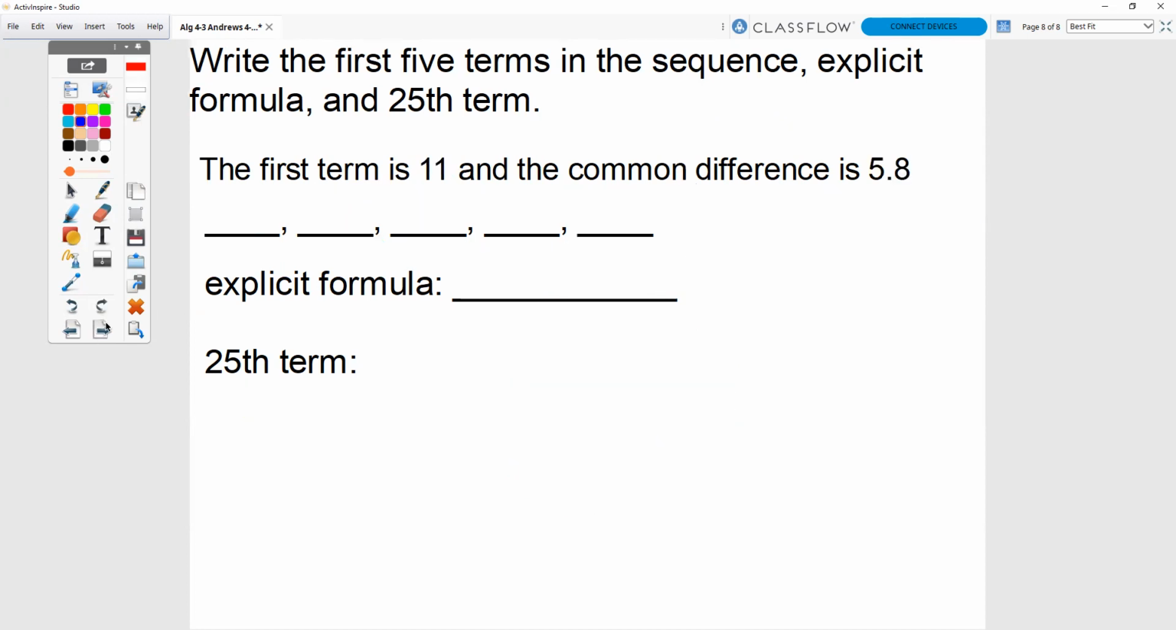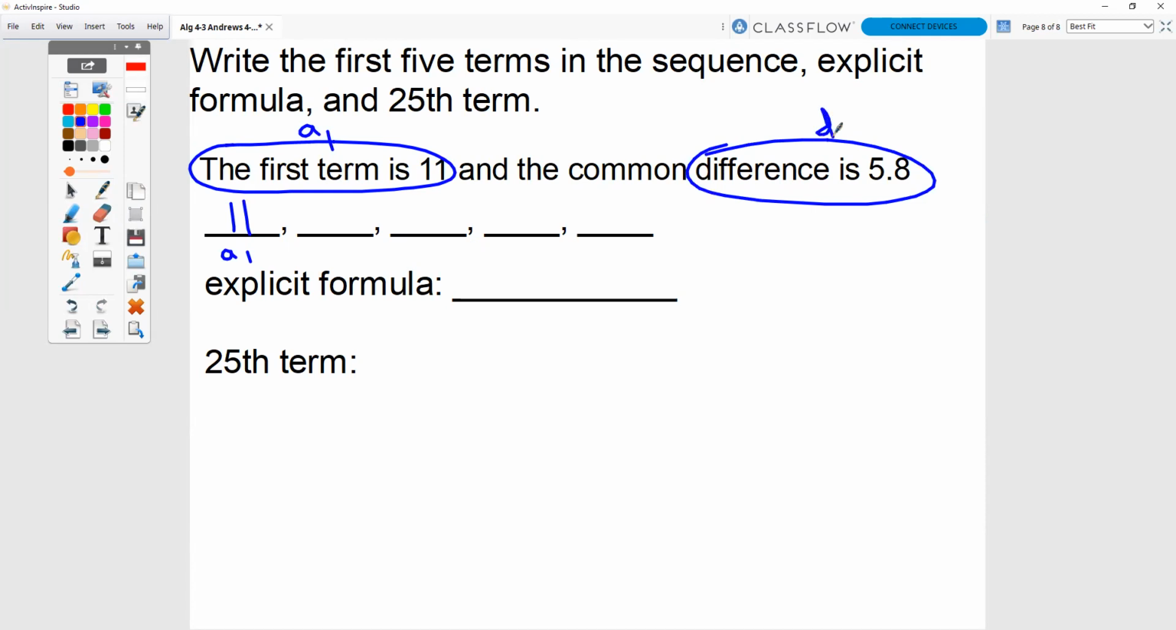For the last one, write the first 5 terms in the sequence, the explicit formula, and the 25th term. The first term is 11. So that means a sub 1 is 11, the first term. The common difference is 5.8. So that means we are adding by 5.8 each time. So 11 plus 5.8 is 16.8. Plus 5.8 gives you 22.6. Plus 5.8 gives you 28.4. Plus 5.8 gives you 34.2.